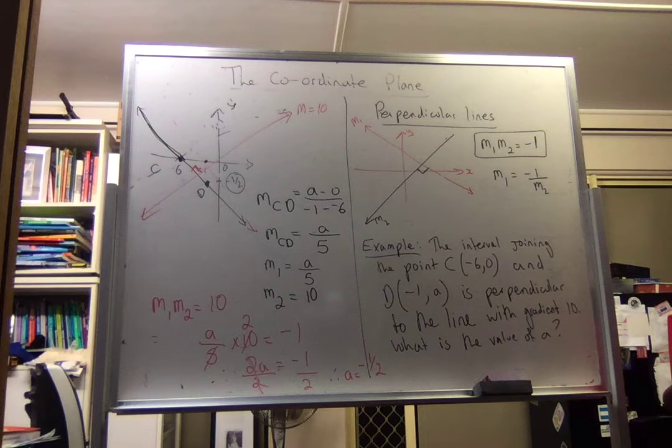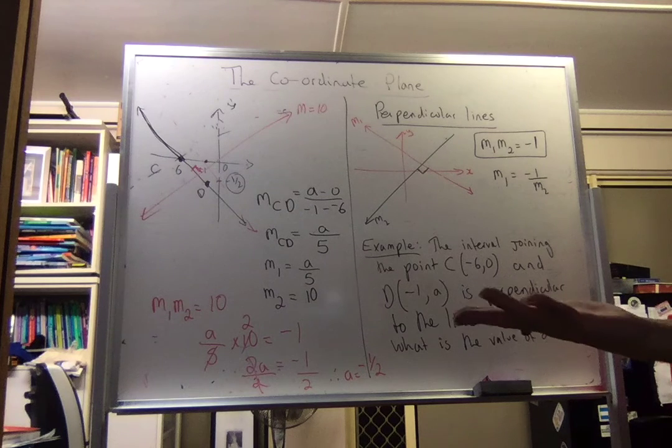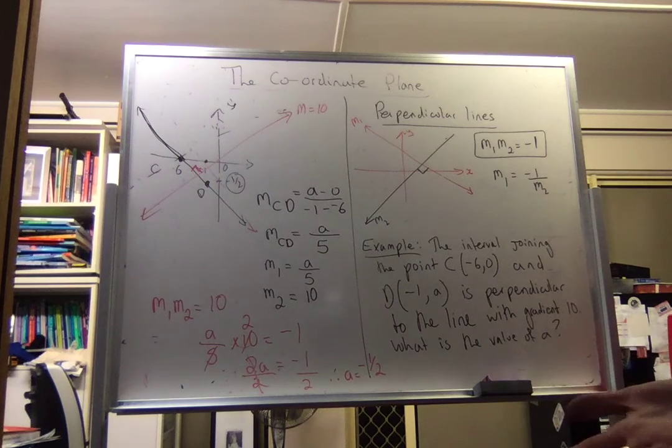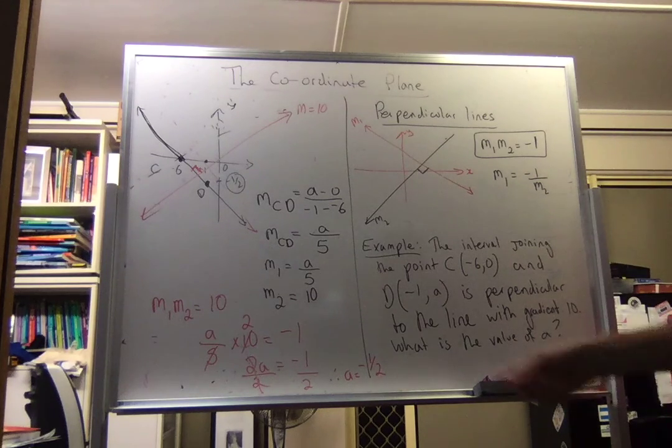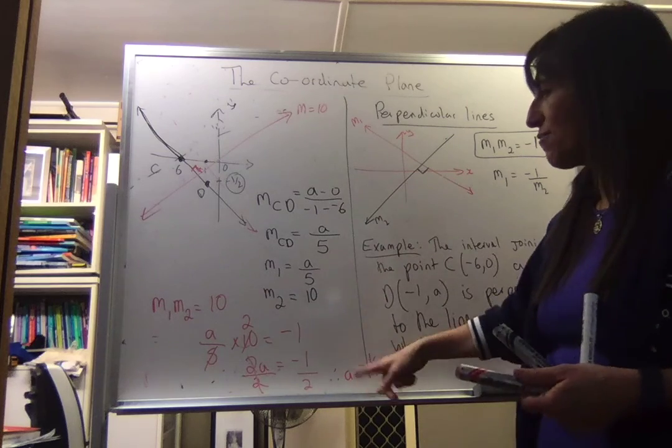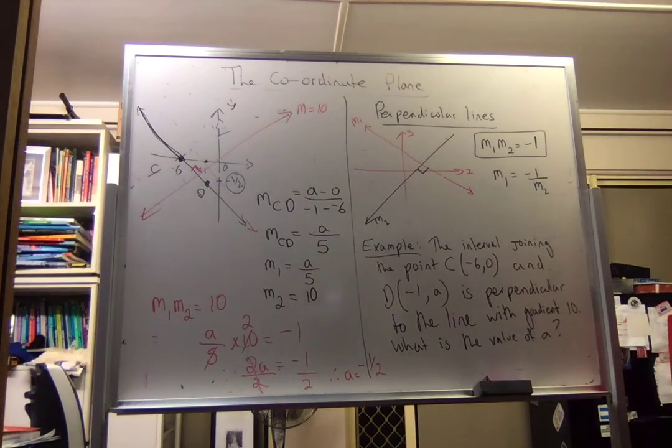What's another type of question that you could get? The diagonals of a rhombus are perpendicular. Well, that means that you still need to look at the gradients of the two diagonals. So look at the vertices, find those gradients, and show that M1 times M2 equals negative 1, and you'll be able to show that the two lines are perpendicular, and so on. Those are the types of questions that you need to be thinking about.